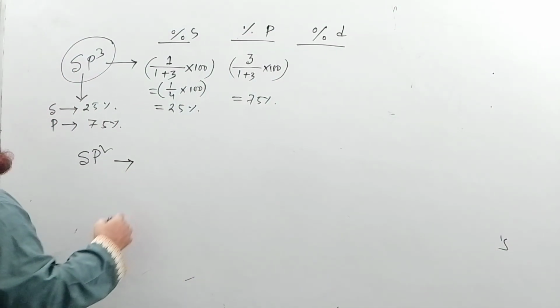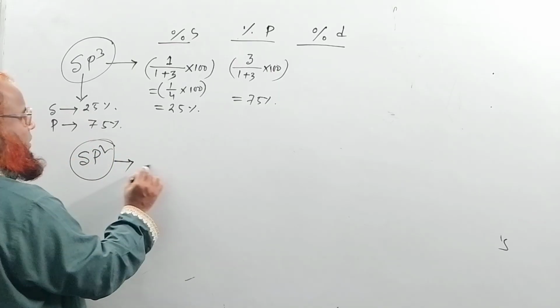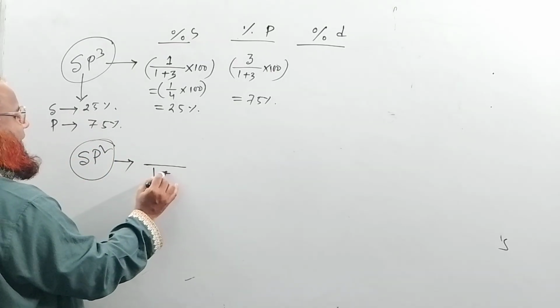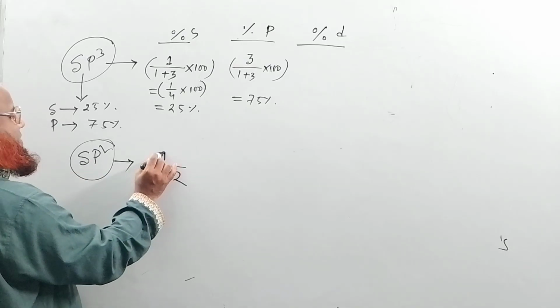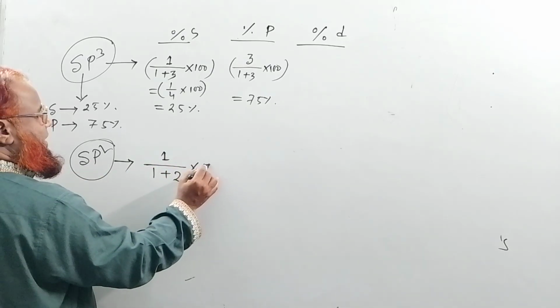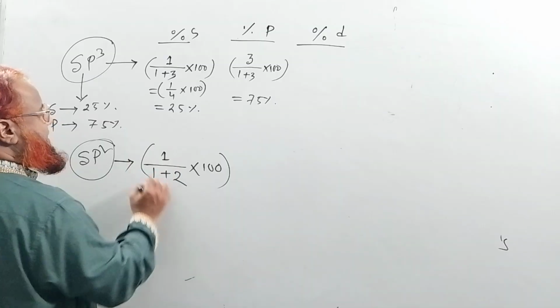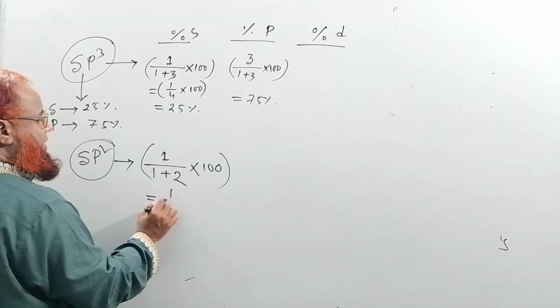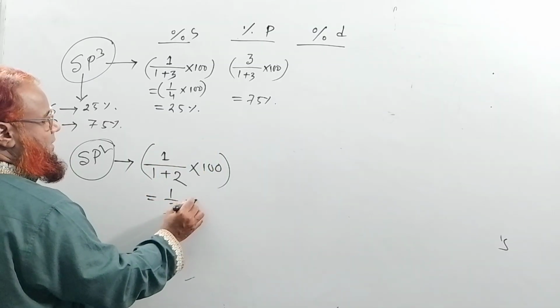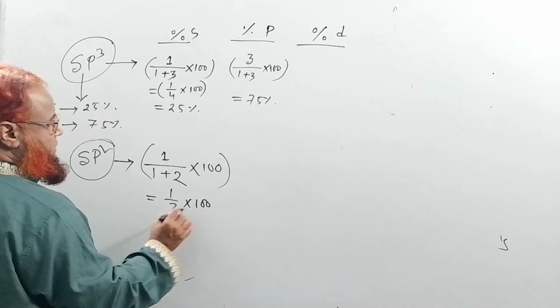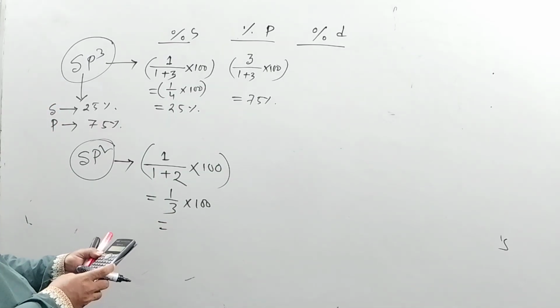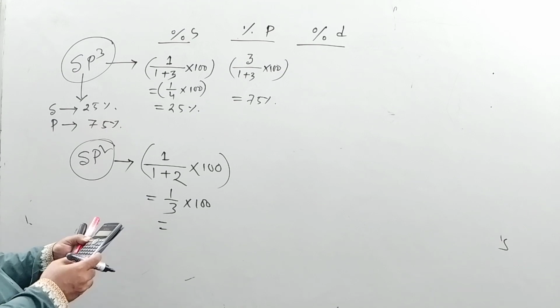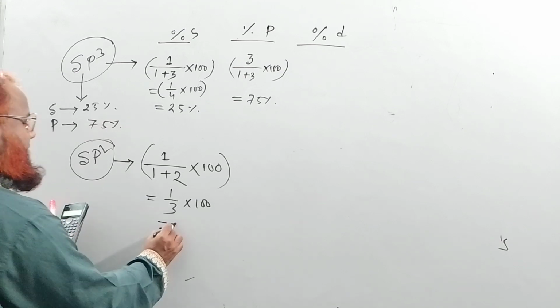Here in sp2, the number of s is 1 and the number of p is 2. So for the percentage of s, s is 1, multiplied by 100%. Then 1/3 times 100%. What will be the result? If we divide it, look here my dear student, 100 divided by 3 will produce 33.33%.